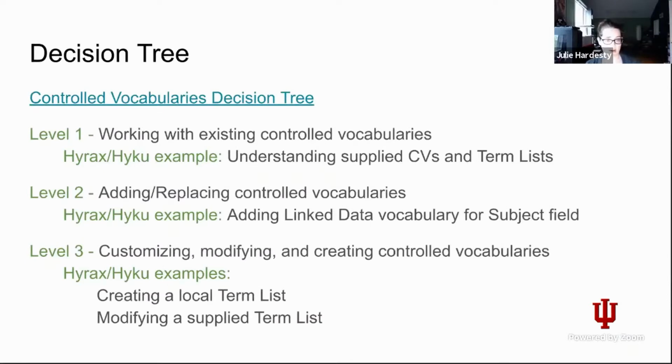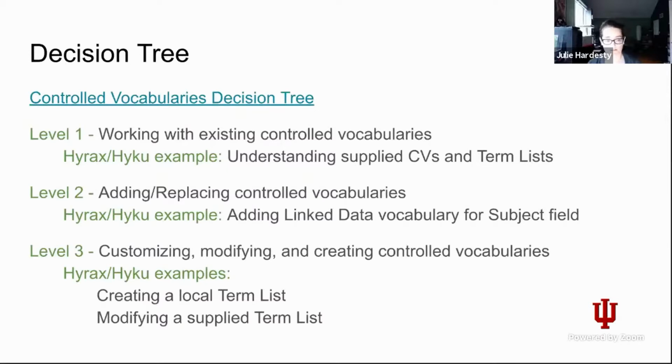And then in the Hyrax Hyku example for this level, we have a scenario where you're adding a linked data controlled vocabulary to the subject field in Hyrax. And that's using connections from the questioning authority gem. And so we're connecting over to documentation from questioning authority on how to do that.